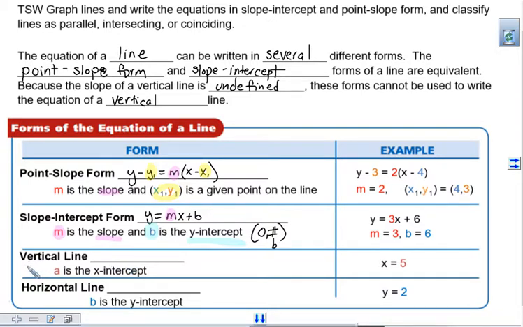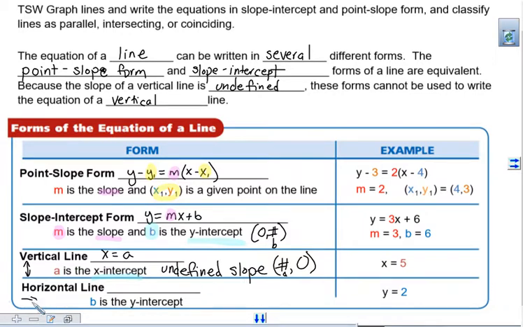Remember, then we have a vertical line. A vertical line has an undefined slope, meaning that it only crosses the x-axis. So our equation for a vertical line is going to be x equals a, and a is our x-intercept. Because it's only crossing the x-axis, that coordinate would look like a number and then 0. So a, 0 for our x-intercept.